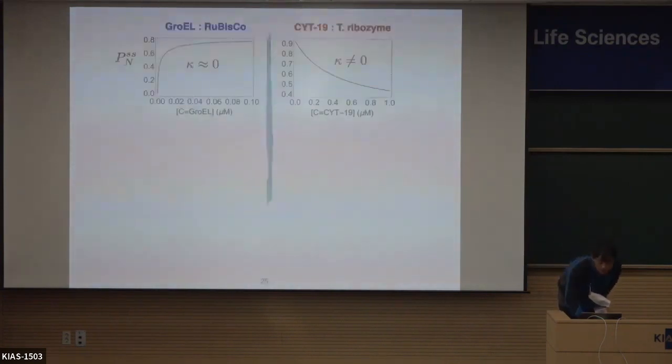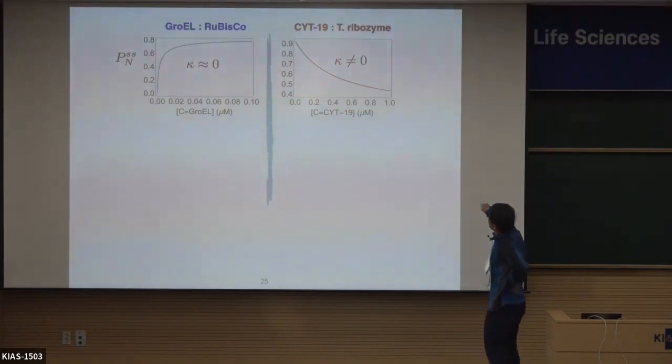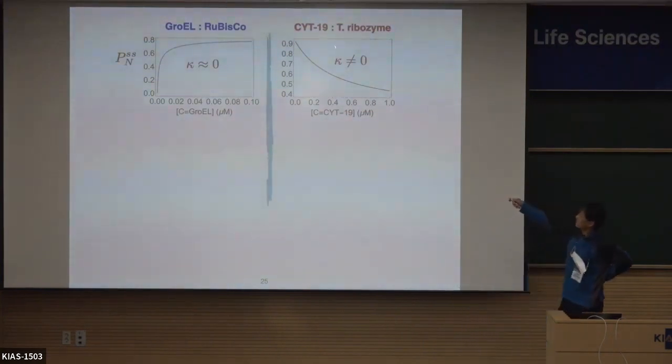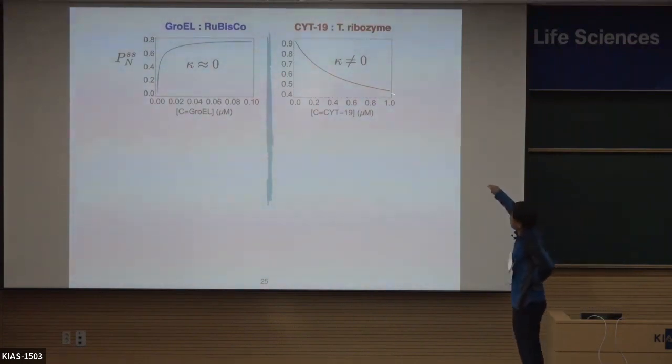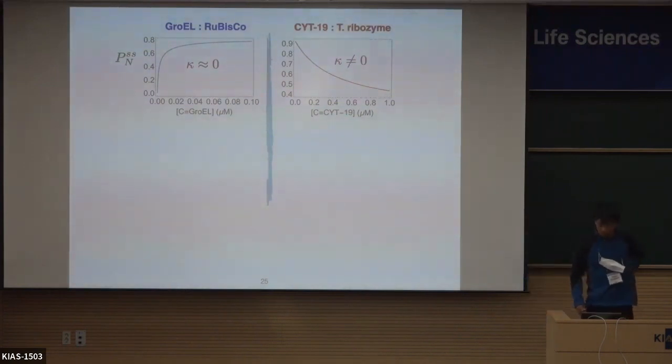Okay, as I pointed out, unlike protein chaperones, if you add more and more RNA chaperone, because kappa is non-zero, it actually reduces the native population to a non-unity value. So if you add more and more chaperone, the native yield actually decreases. That's kind of puzzling, because then why on earth would you use the RNA chaperone to fold the RNA? It actually unfolds the RNA and puts it into the misfolded state.